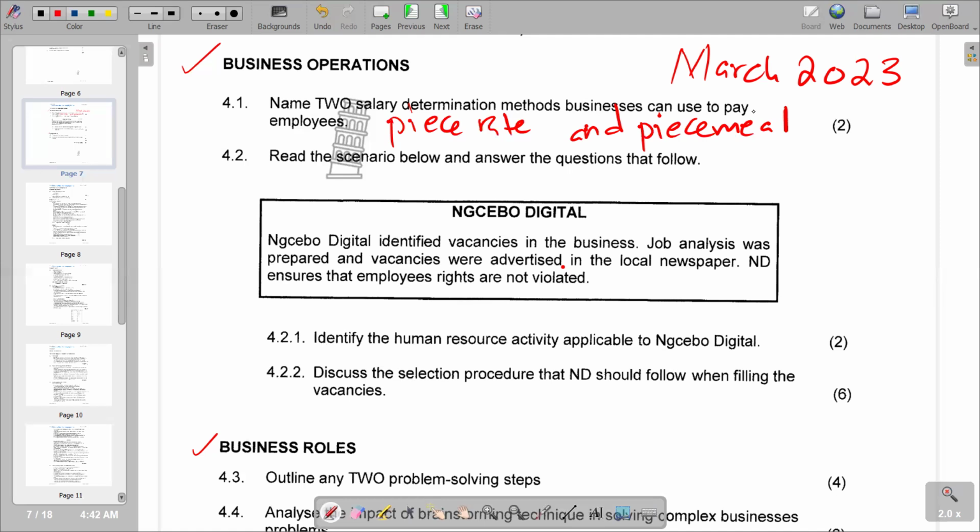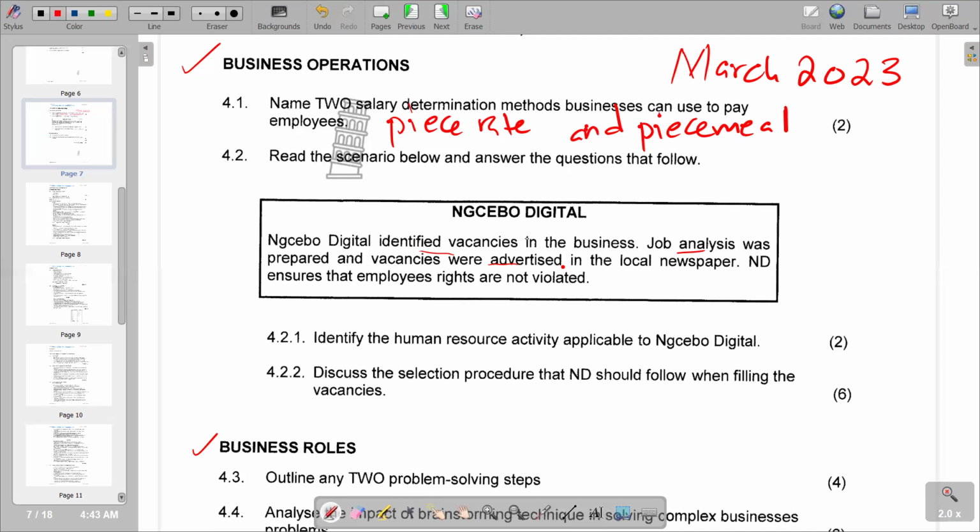Then on the second part, we've got 4.2, which says read the scenario below. It says that MEMO Digital identified vacancies in the business in the local newspaper and ensures that employees are hired. The question, part 4.2.1, is to identify the human resource activity. There you see an issue of identifying a vacant job, and this is explaining the recruitment process. Remember the explanation we can give of job recruitment: it is the overall process of identifying, sourcing, screening, shortlisting, and also interviewing candidates for jobs. So basically, that's the explanation of job recruitment.